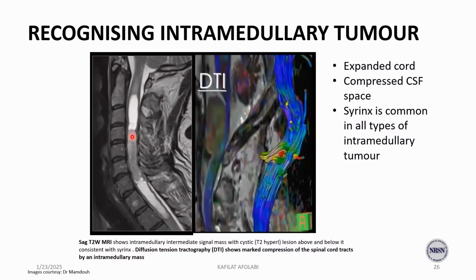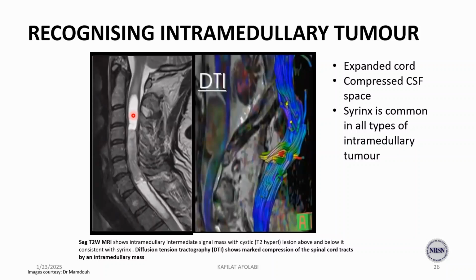it could be intratumoral and it could be extratumoral. Intratumoral means that it's within the mass itself, and extratumoral is outside. And the extratumoral cysts could also be syrinx. These are features that are usually seen in most intramedullary tumors.